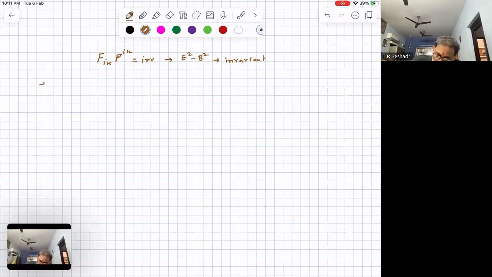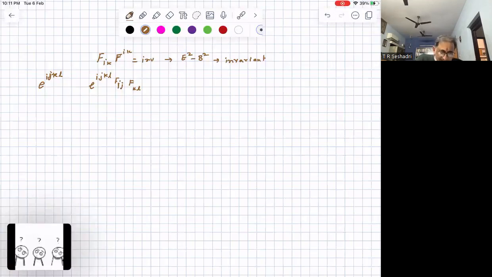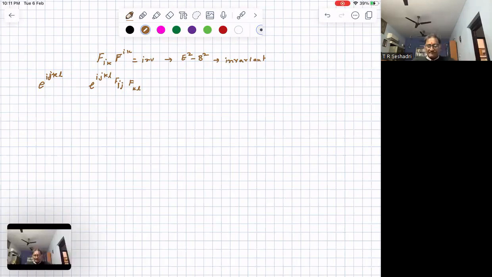I had told you about the completely antisymmetric tensor. Now I can construct a tensor e to the power ijkl Fij Fkl. How does it transform? Again a scalar. It's a scalar, but not quite. It is a scalar only under rotation. A pseudoscalar under inversion. It is a pseudoscalar.